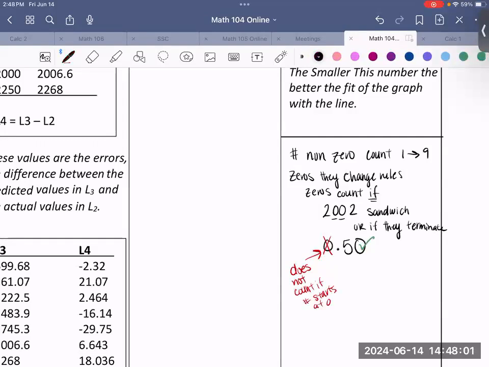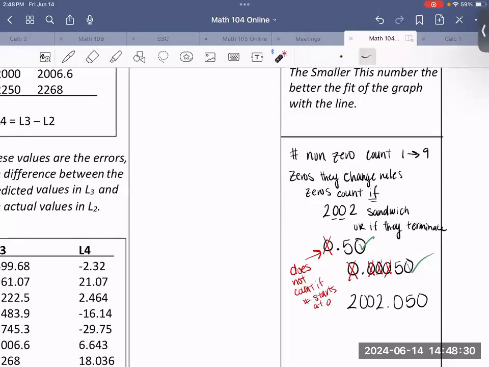So again, we said we could change it. 0.050. These numbers are starting with zeros. They don't count, but the very last one does. So that's kind of that, in a nutshell. If you had something that's kind of a mix of it, 2002.050, they're all considered significant. So in this case, you would have 1, 2, 3, 4, 5, 6, 7 significant figures. Here you would just have 1, 2, 3, 4 on this one. So they change the value of the number.